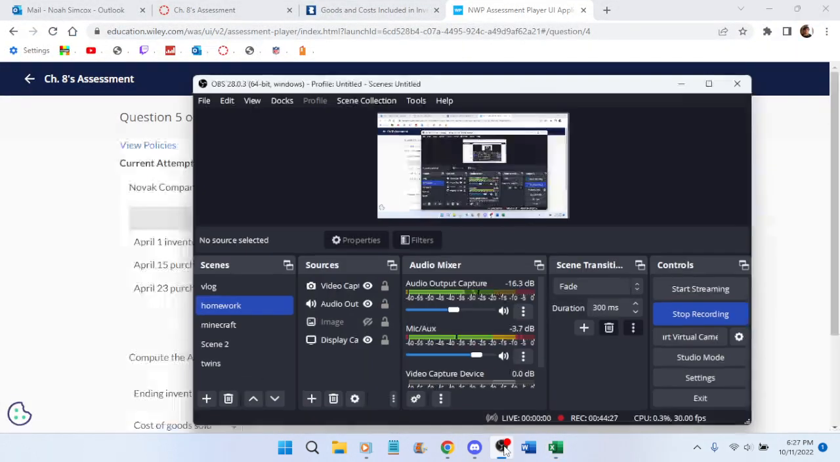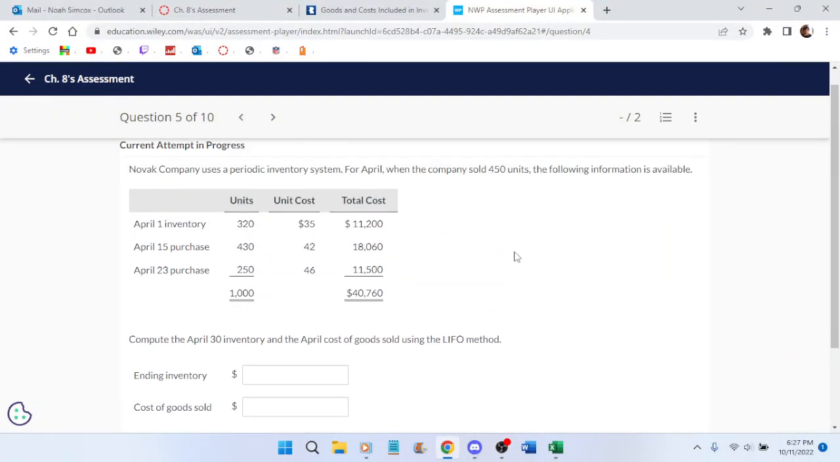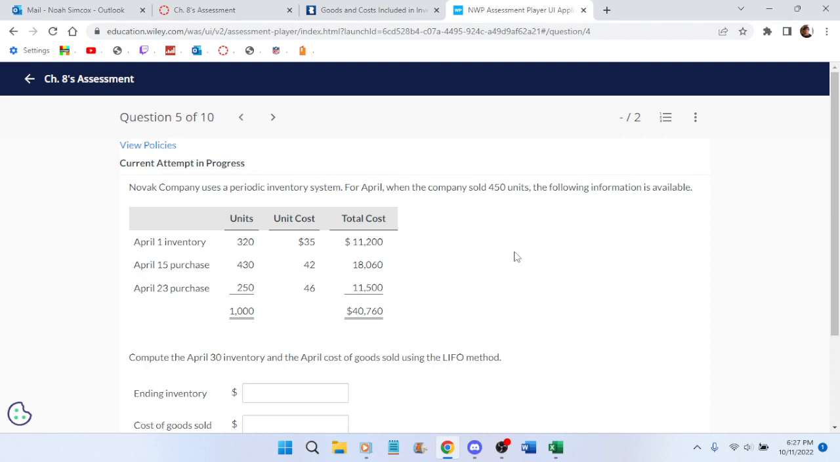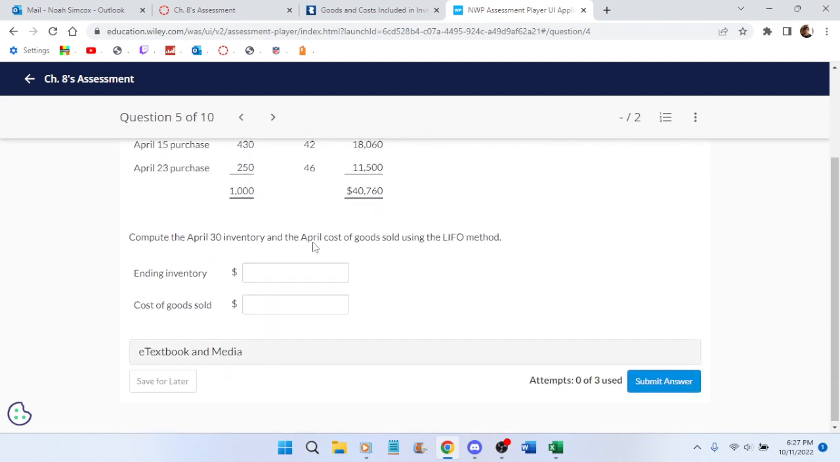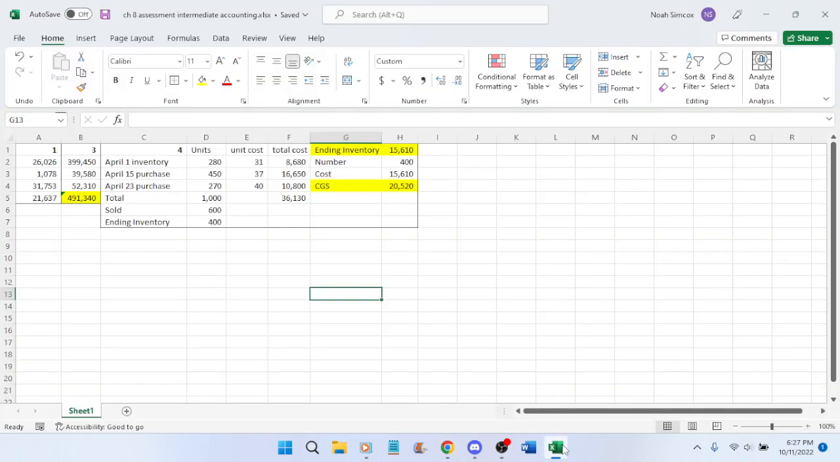Oh, taking forever. Now, calculate the same. Do the same exact thing as before, except use the LIFO method. Come on, man. You're going to make me type all this stuff in again. Okay, at least it's the same number. It's the same stuff as before, kind of.